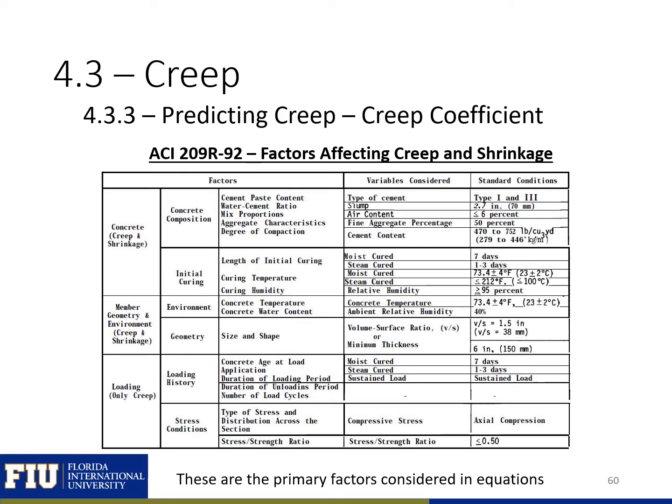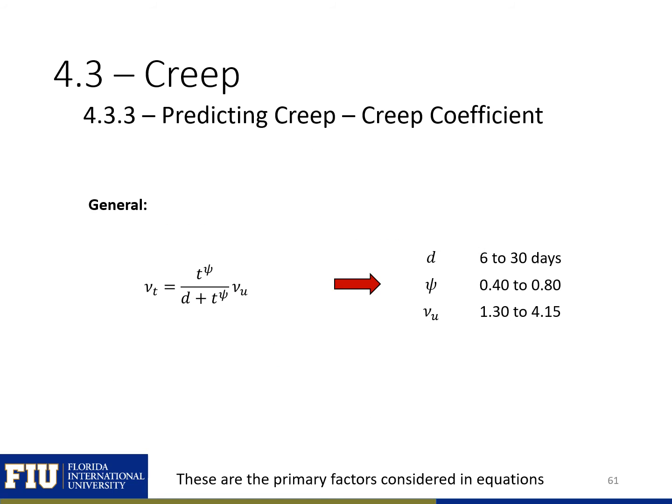Here again in ACI 209, they provide a table with different factors that will impact our creep and our shrinkage, which we looked at already. Similar to shrinkage, our creep is going to vary with time, and we'll have some general expression as shown here that relates our time-dependent creep coefficient nu sub t with our ultimate creep coefficient nu sub u, where our constants are d and psi, and they vary with time here. And here are some typical ranges for our d's, our psi's, and our ultimate creep coefficient.